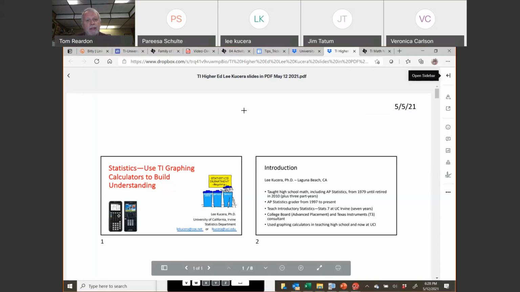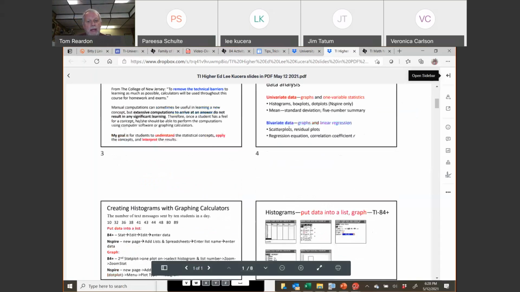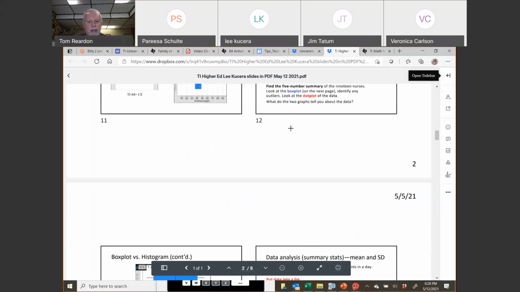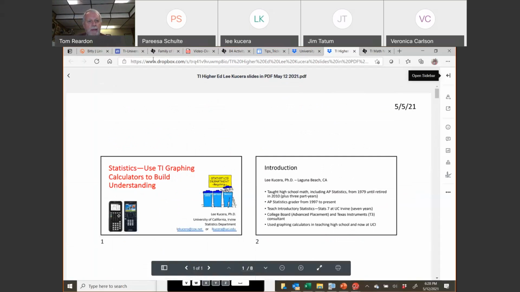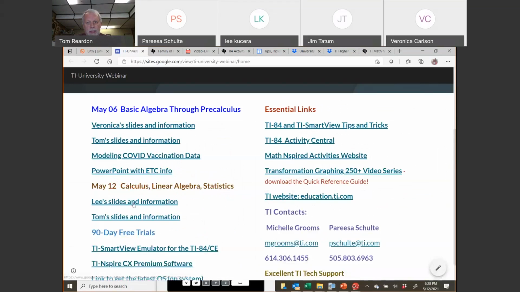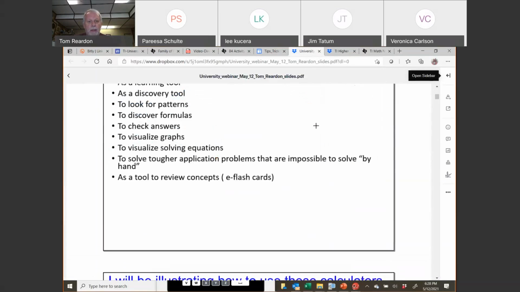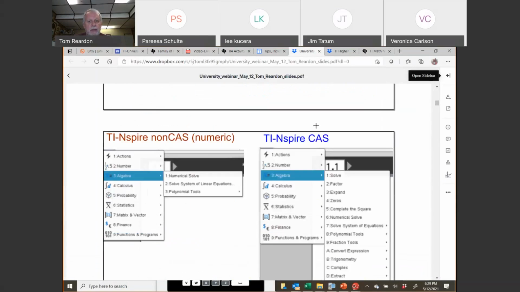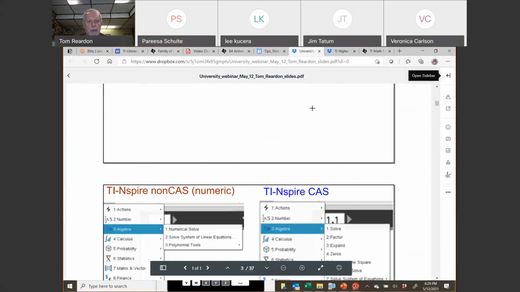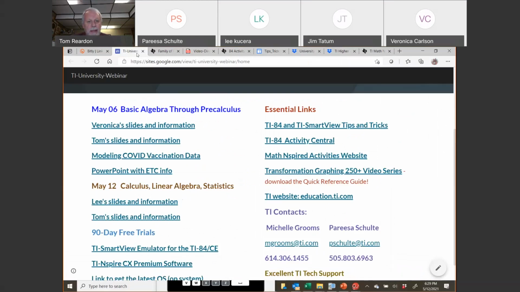All right, so these are Lee's slides here. You can see they're thorough, exactly what she showed you. So again, that link is right here for her slides. My slides are right here, showing what I talked about. So you can go back through and look at them, use them however you want. Other things that are on here.